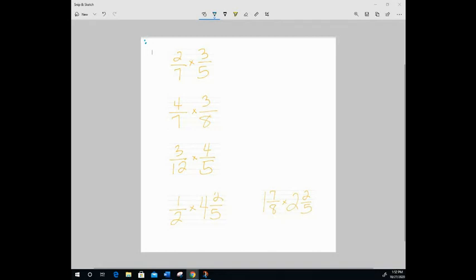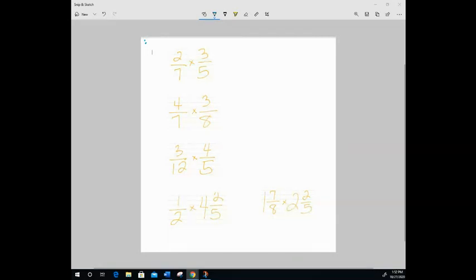The next step you want to do is see if you can simplify any numerator or denominator combination. So numerator denominator combinations would be like 2 and 7. I can't simplify that. 3 and 5. I can't simplify that. 2 or 5. I can't simplify that. 3 or 7. I can't simplify that. So there's no way for us to simplify here.